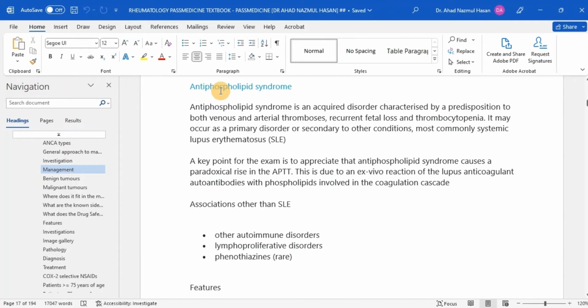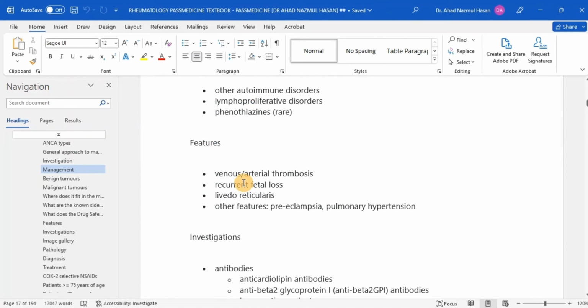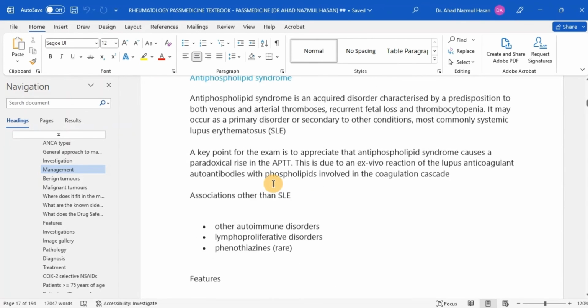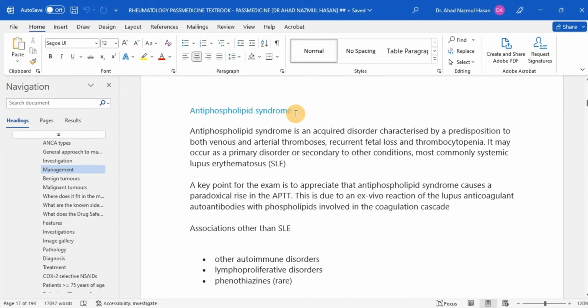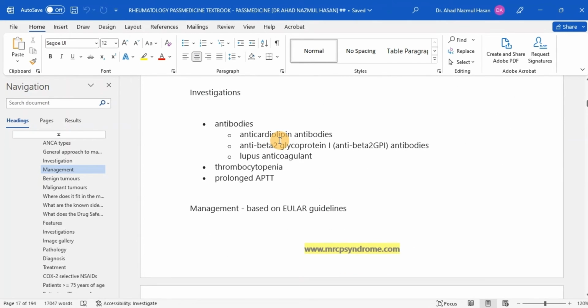Next one is antiphospholipid antibody syndrome. This is commonly associated with SLE. And you need to remember the other features like venous and arterial thrombosis, as well as recurrent fetal loss. If a patient with APS comes up with hematuria or loin pain, think of renal vein thrombosis. That renal vein thrombosis can further be complicated if the patient has underlying nephrotic syndrome. The most common antibodies related to this are the anti-cardiolipin antibodies. In some cases, anti-beta-2 glycoprotein 1 or lupus anticoagulant may also be present.